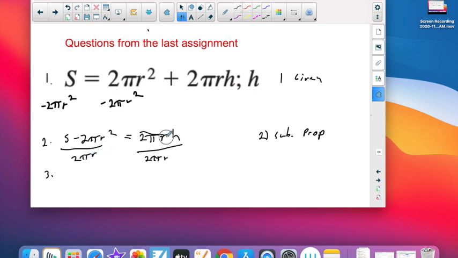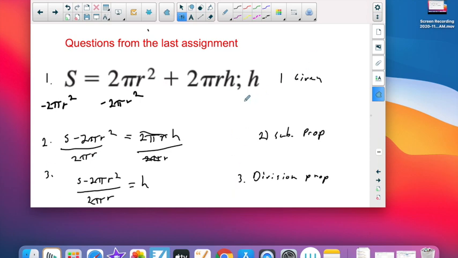And this would all cancel out here and here, leaving me with s minus 2 pi r squared all over 2 pi r is equal to h. And that would have been division property of equality. So that's how you step that one through.